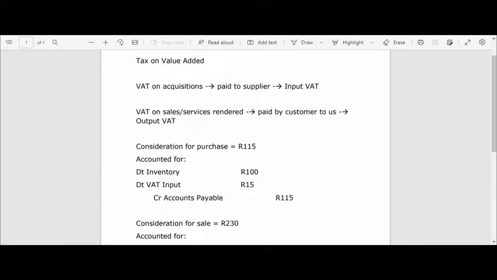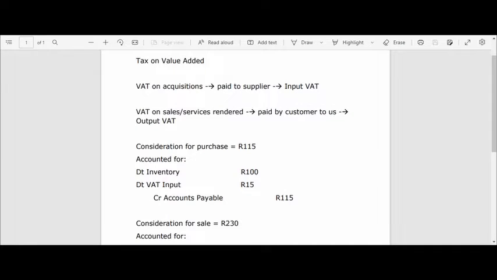If that had been, let's say, our MWeb internet account, right? For that same consideration, what would we have done? Then we would have debited not inventory, but let's say internet services expense. Right, internet expense or internet services expense. We would still debit that input and we would still credit accounts payable.